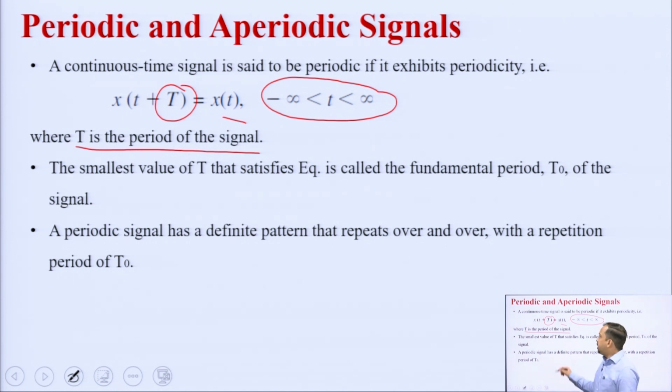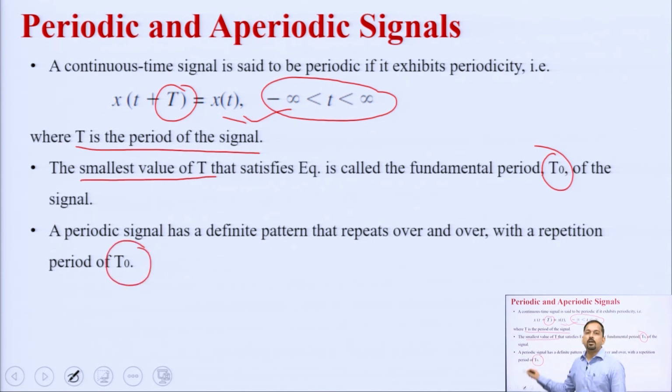So the capital T is the smallest value which satisfies this particular equation. This is known as the fundamental time period, and we denote it as T naught. Based on this value we can also calculate the fundamental frequency. So a periodic signal has a definite pattern that repeats over and over.